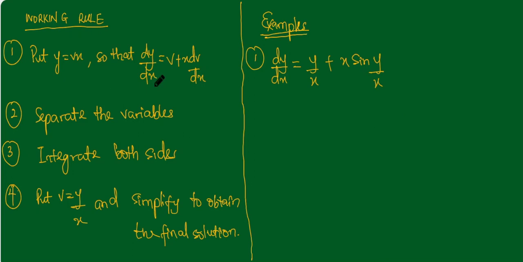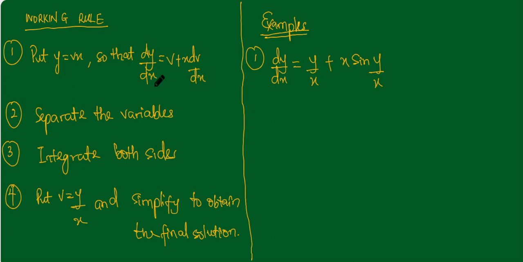The first thing we have to do is let y be equal to vx. So that on differentiating y, we have dy dx is equal to v plus x dv dx. On doing that, we now separate the variables. Since we are going to be getting a function in v and x, we can separate the variables after successfully substituting y is equal to vx and substituting the value of dy dx in the original differential equation. After that, we integrate both sides, then we put v is equal to y over x to obtain our final solution in terms of y and x.